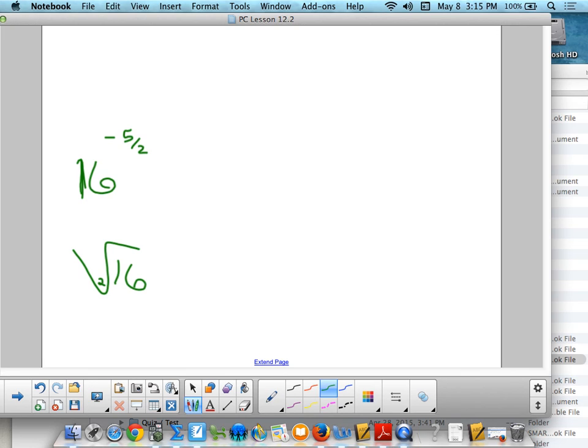Alright. Then what do you do to your answer? So we raise it to the negative power. So what's the square root of 16? Or 4. 4 times 4 is 16. Then raise it to the negative 5th power, negative 20. And now what do you do?